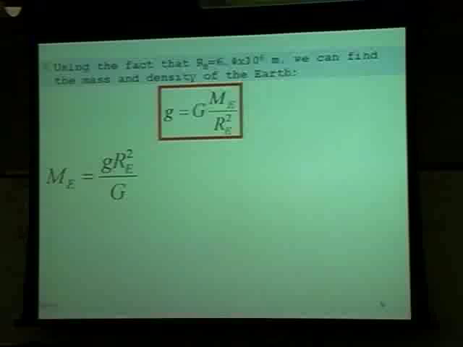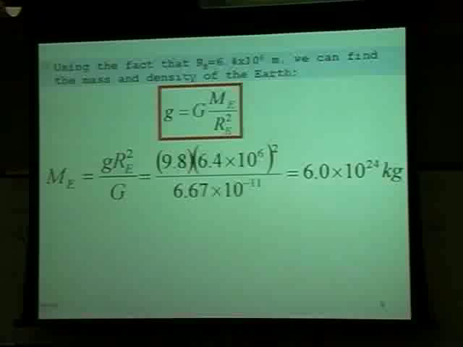If we use the fact that the radius of the Earth is 6.4 times 10 to the 6 meters, we can find the mass and density of the Earth from this equation. So rearranging the equation, I get the mass of the Earth is our little g acceleration times the radius of the Earth squared over big G. So 9.8 times 6.4 times 10 to the 6 meters squared over 6.67 times 10 to the minus 11 gives us a mass of the Earth at 6 times 10 to the 24 kilograms.